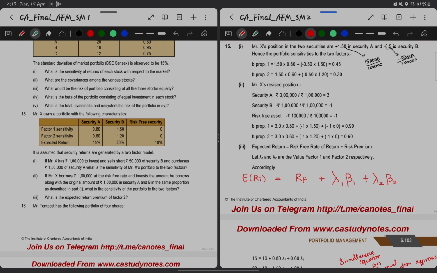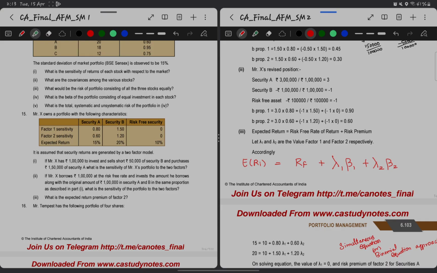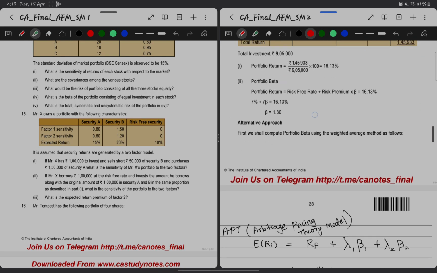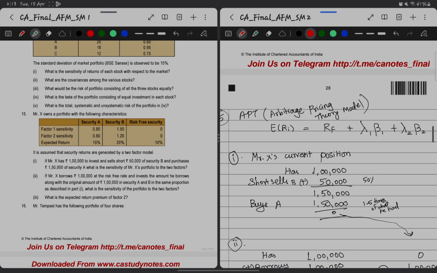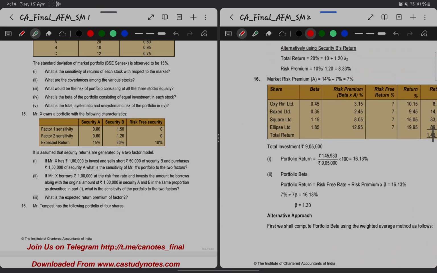It is assumed that security returns are generated by a two-factor model. So if it comes to a two-factor model, then it will be the arbitrage pricing theory model, wherein the expected return will be found out by the risk-free return plus the factor 1 multiplied by the beta 1 for the factor plus the factor 2 multiplied by the beta for the second factor. Now using this approach, we have to find out the requirements.